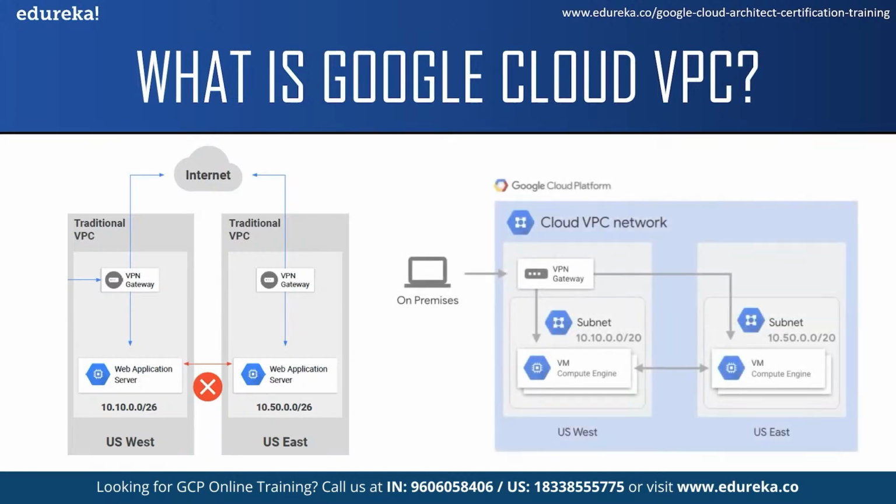Now, the Google version of the Virtual Private Cloud is a global construct, which means instead of creating a VPC in US West and another one in the US East region, you just create one VPC and put the subnets in different regions within that VPC.